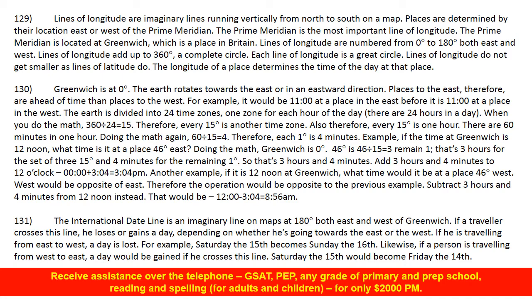If he is traveling from east to west, a day is lost. For example, Saturday the 15th becomes a Sunday the 16th. Likewise, if a person is traveling from west to east, a day would be gained if he crosses this line. Saturday the 15th would become Friday the 14th.